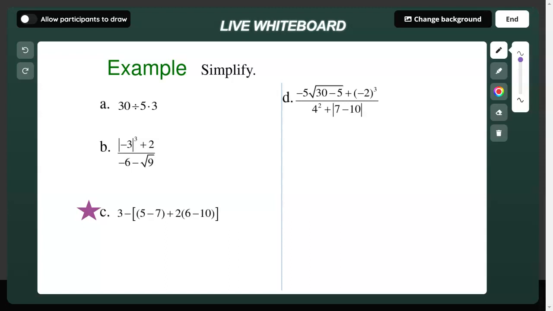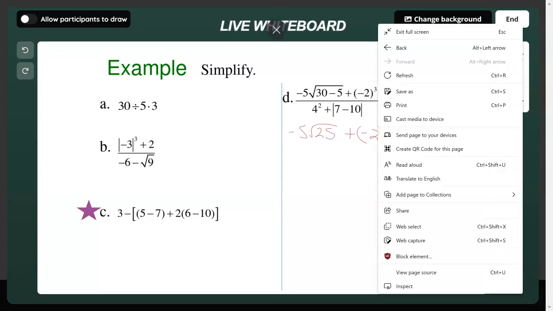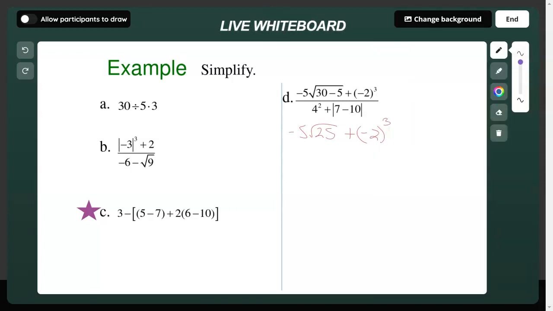25. Okay? So I have -5 square root 25 plus -2 cubed. Okay? Now, what's the next thing that I can do? Square root of 25. All right, and just to speed up the process a little bit, I've got this other operation that's going to come next, so let's go ahead and do that too. So, square root of 25 is 5. Let's go ahead and do -2 cubed.